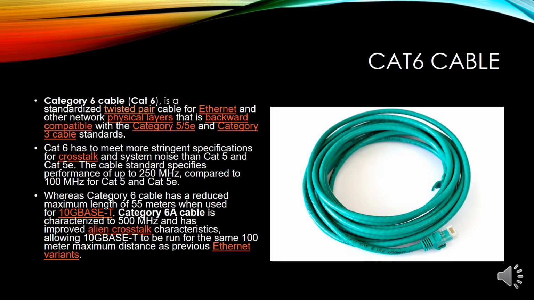Moreover, whereas Category 6 cable has a reduced maximum length of 55 meters when used for 10GBASE-T, Category 6A cable is characterized to 500 MHz and has improved alien crosstalk characteristics, allowing 10GBASE-T to be run for the same 100 meter maximum distance as previous Ethernet variants.